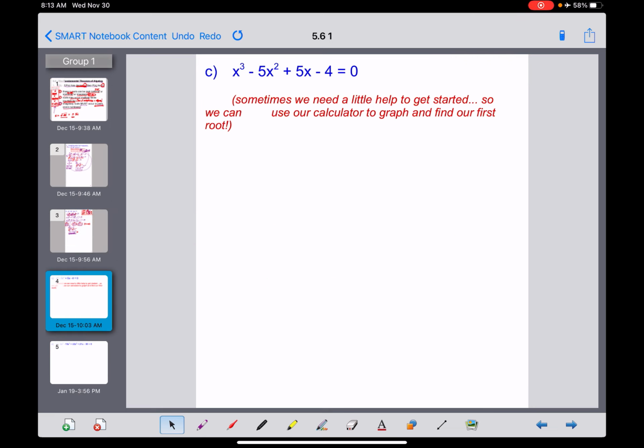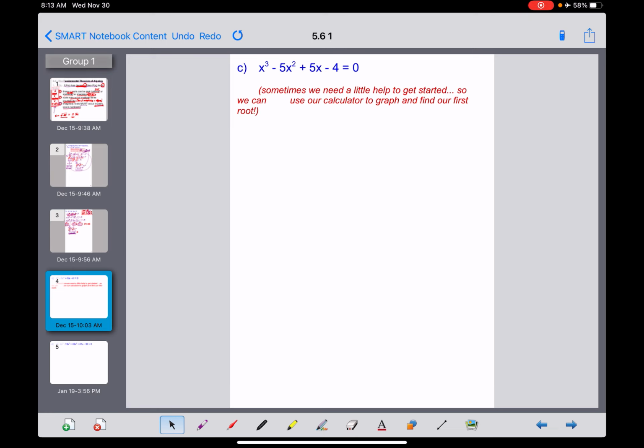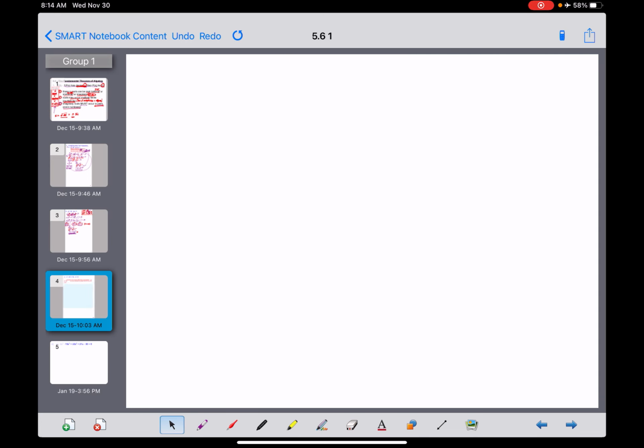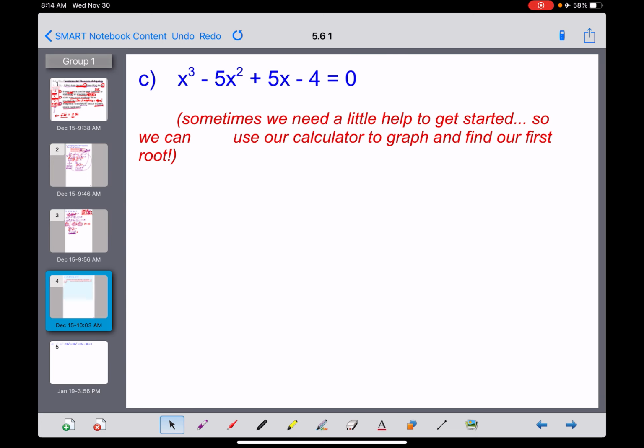But now as we move into our 3rd example, things start to get just a little bit more complicated, but I think you guys are going to like the way this works out. So let's take a look at this one: x cubed minus 5x squared plus 5x minus 4. Now, notice the note that I wrote for you right here.